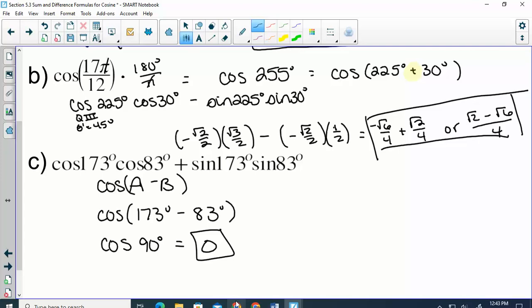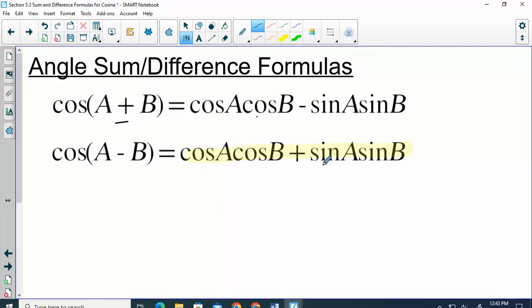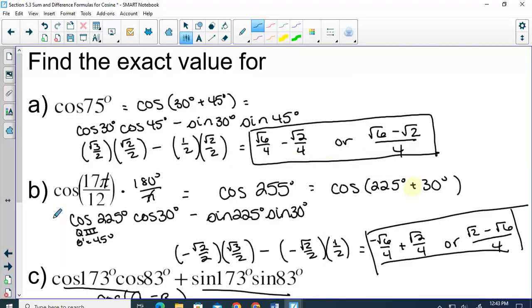Are there any questions about using these formulas so far? This was all part of it. So the cosine cosine plus sine sine, both of those were in the formula. Anything else?